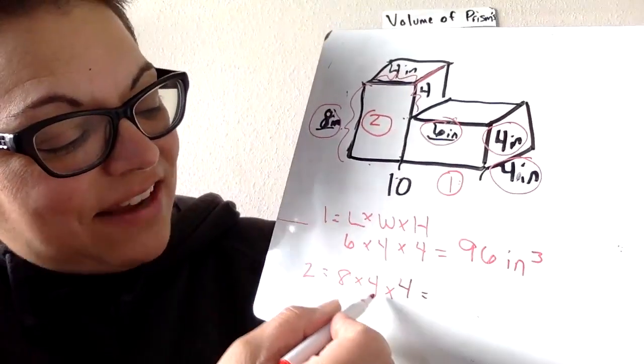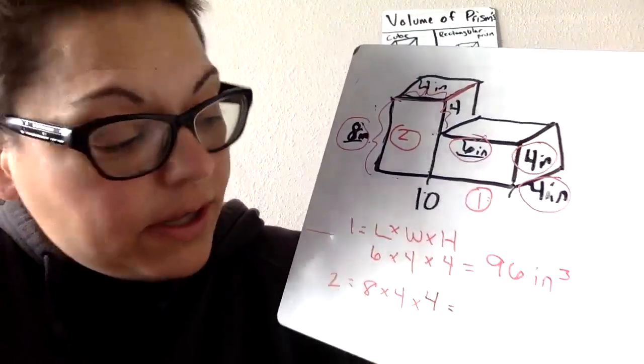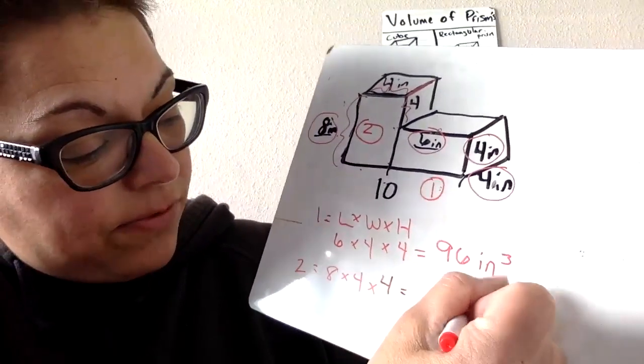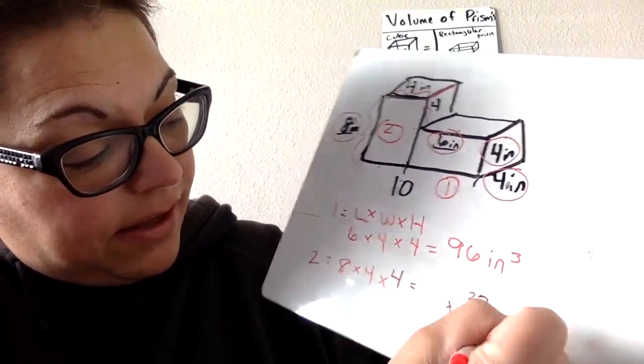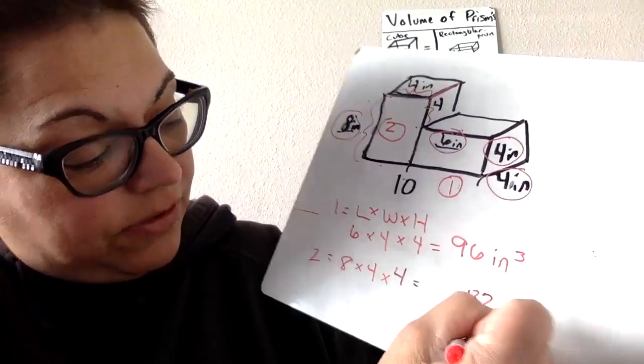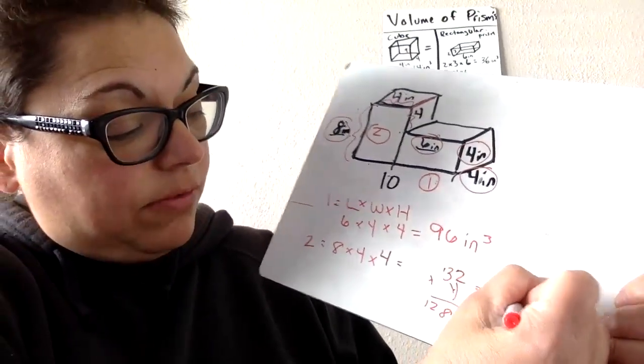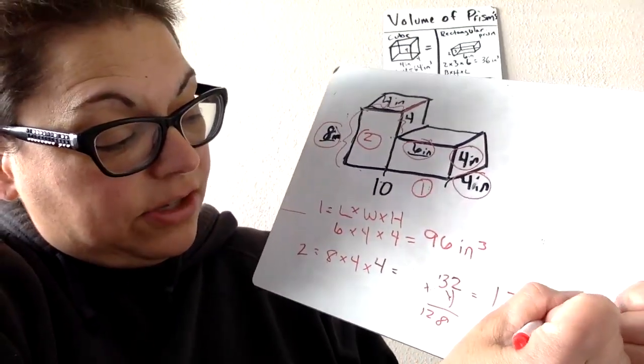So I have 8 times 4 is 32. And 32 times 4, you know, I can't do that in my head. I have 8 and 128. So I have 128 inches cubed.